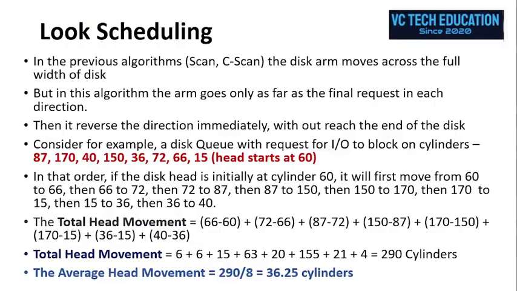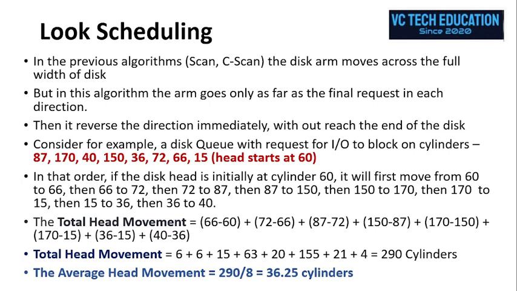Then the last one is the look scheduling. In the previous algorithms, that is scan and C-scan, the disk arm goes across the full width of the disk. But in this algorithm the arm goes only as far as the final request in each direction. So it will not go up to the end; it will go only up to the last request in each direction. Then it reverses the direction immediately without reaching the end of the disk.